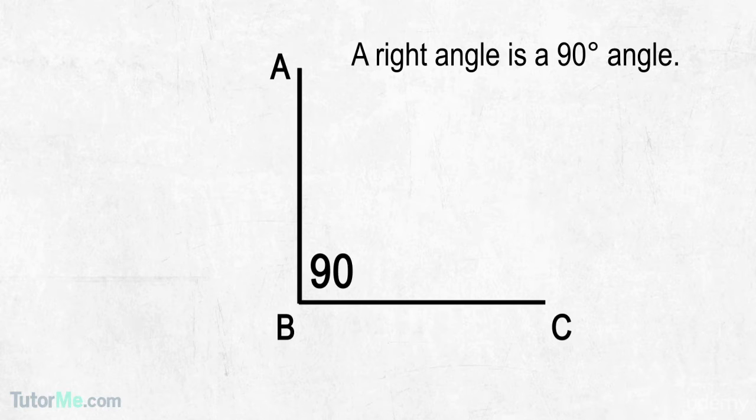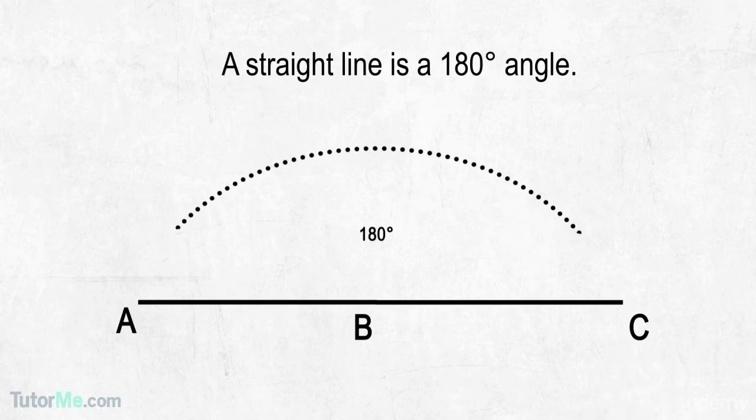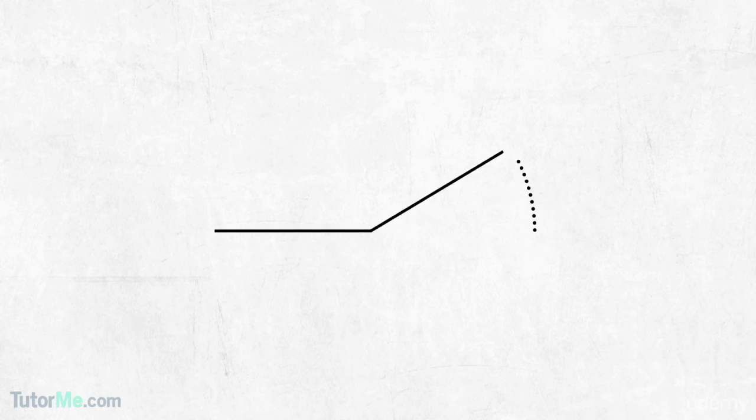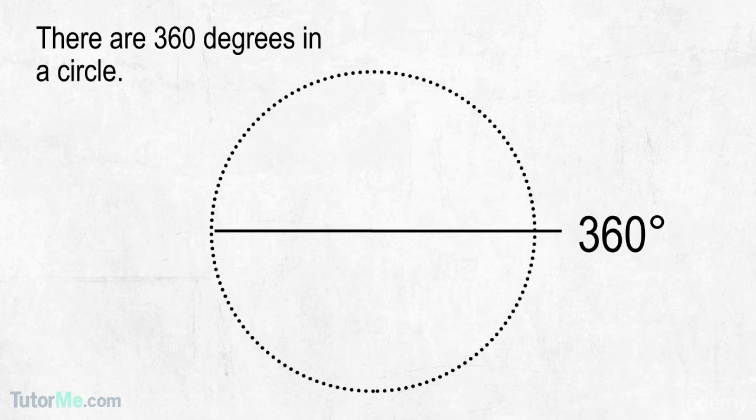Right angles are marked with a square at the angle's vertex. A straight line is a 180-degree angle. It's very important to remember this, as you'll see when we get to the practice problems. There are 360 degrees in a circle, or a full rotation.